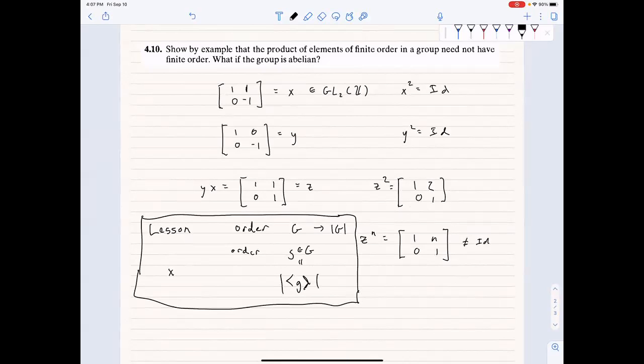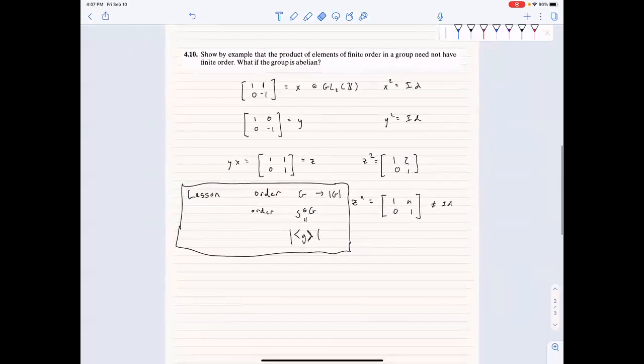By the theorem we had today, if you have a generator, you find that minimal number where you get the identity. That minimal number is the order of that cyclic group. So this is the smallest number such that when I take it to that power, I get the identity. So now let's look at the other case.